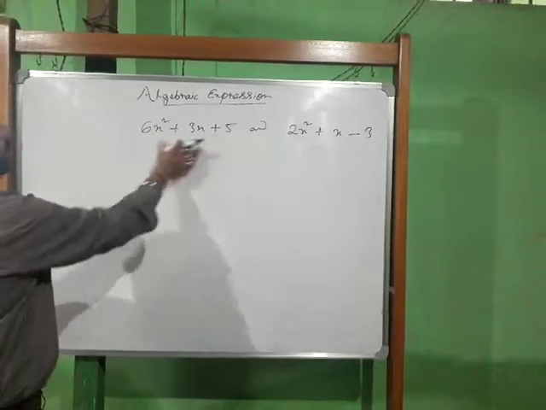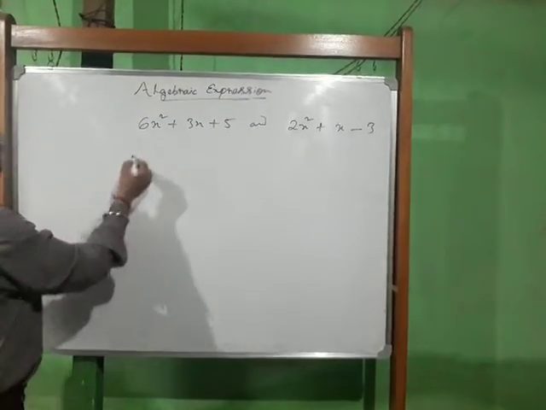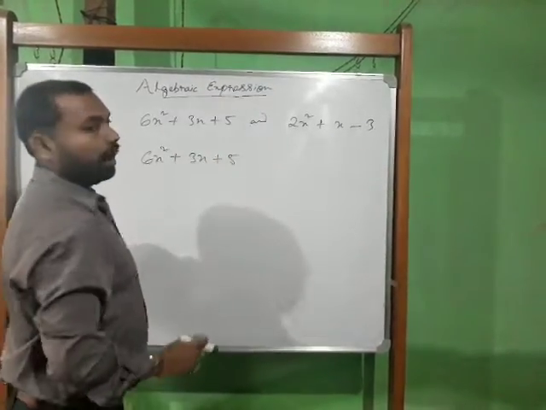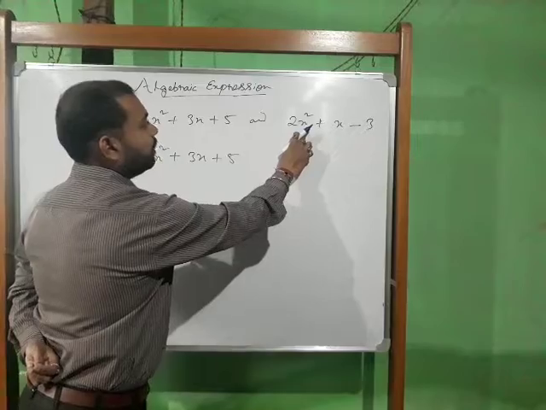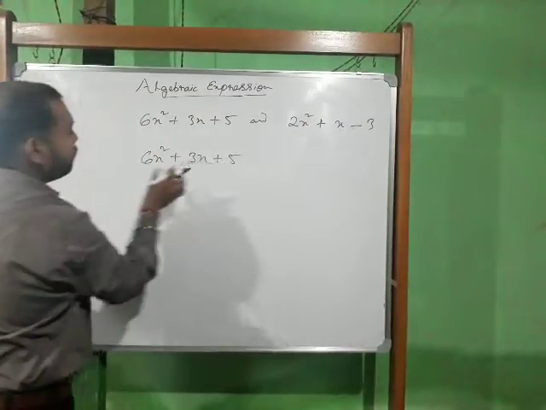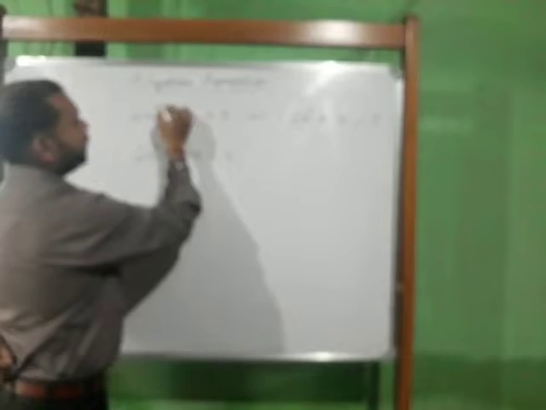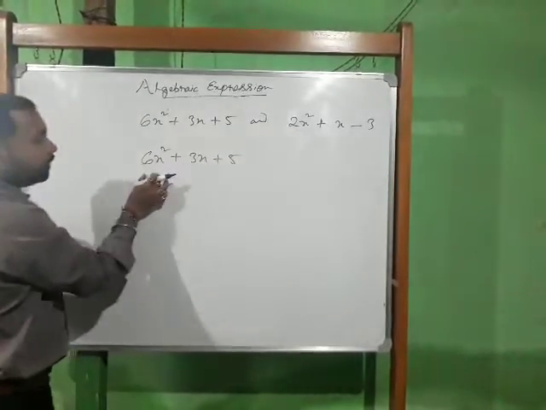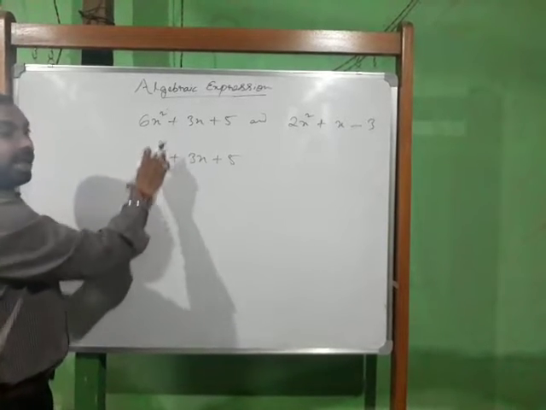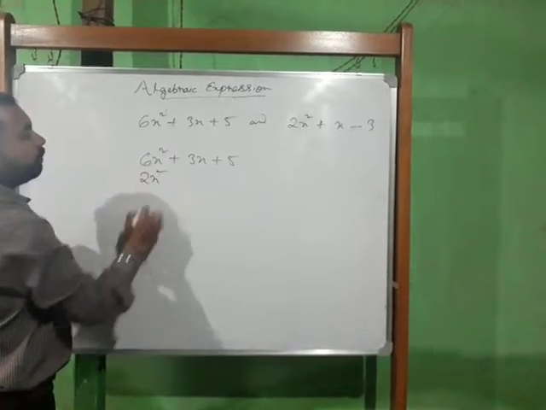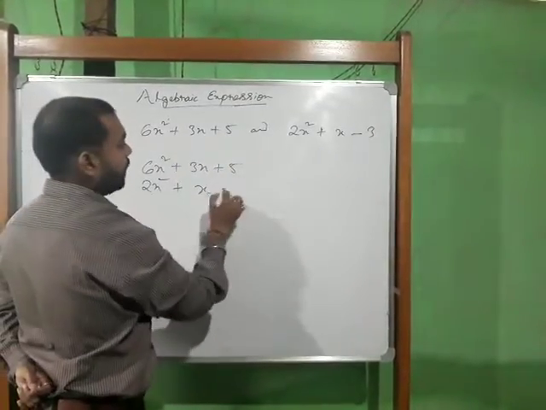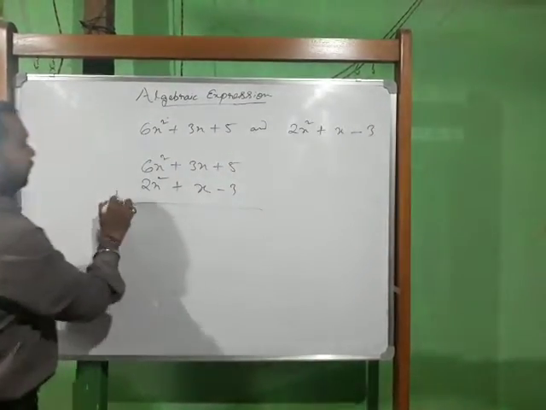Now, in the first case we will show how to add these polynomials. So write 6x square plus 3x plus 5. Now the second polynomial is 2x square. This 2x square you have to write below this 6x square. You see the power x square, here it is x square, so you write this 2x square below this, because these are like terms. Then plus x will be right below, because they are like terms, and the constant minus 3 will be written here. Now we have to add.